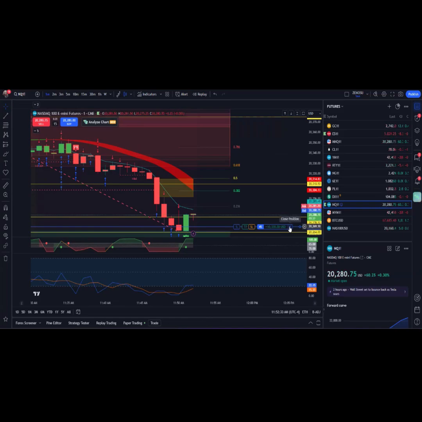And listen, you can take it to each level. You can take it to the fib, the high and low trend line, the signal line, the above or below line, or the liquidity block.